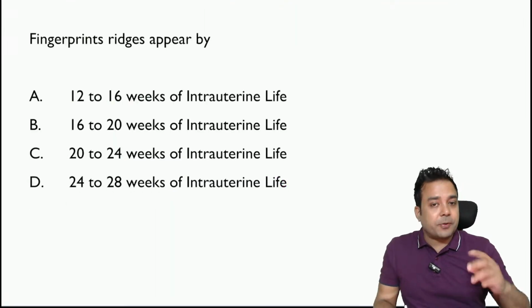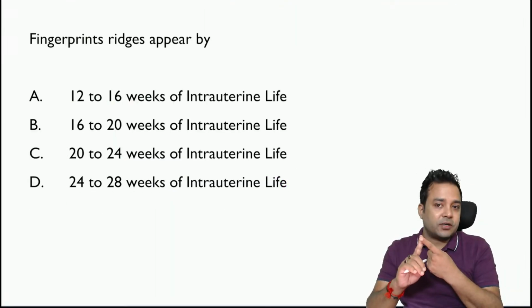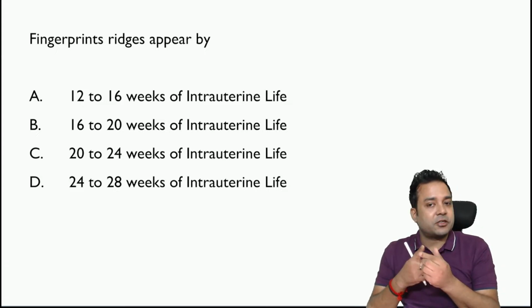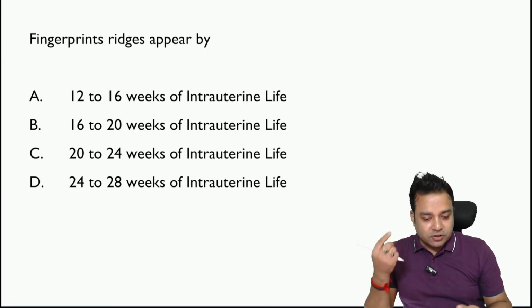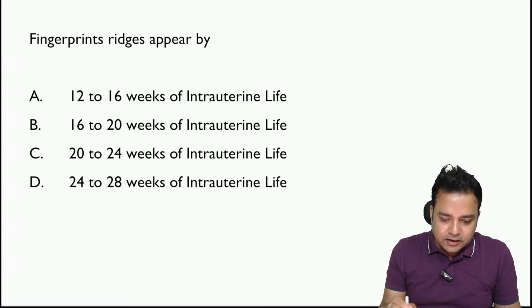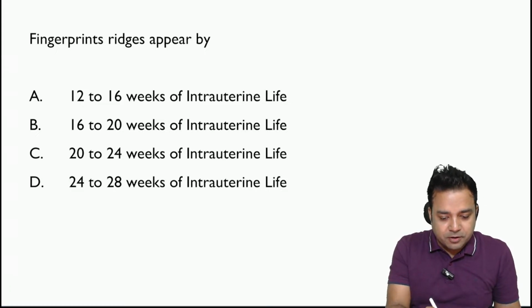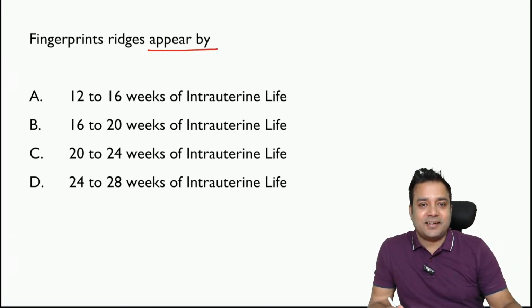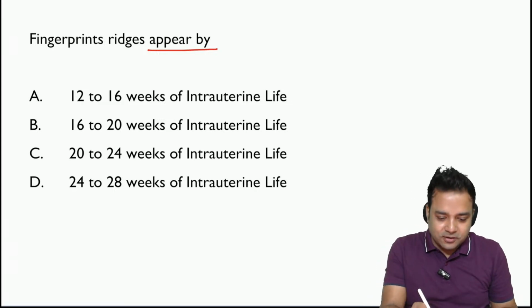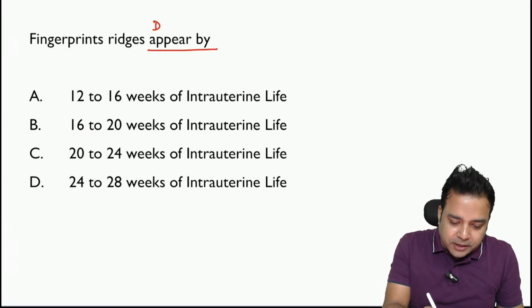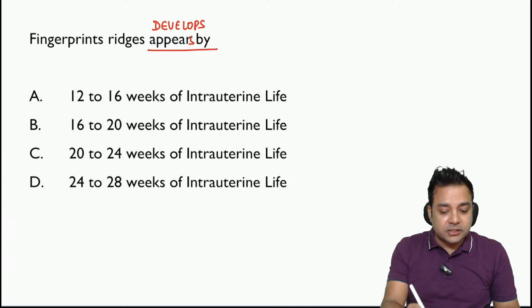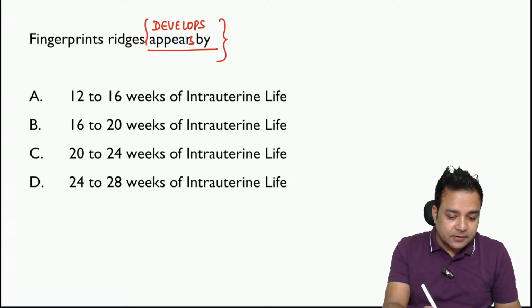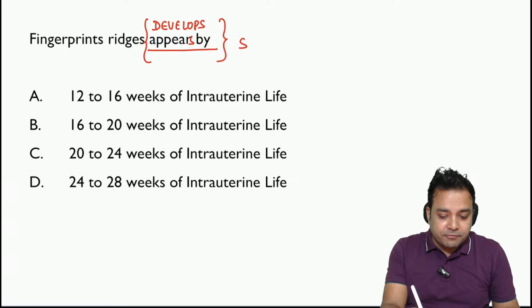Next one. Fingerprint ridges appear by. Ridges are present over the fingertips, no? So the impression of these ridges is called fingerprint. These fingerprint ridges appear by. Appear means their development has happened. So appears, or I say develops by, means development is completed. So this development is completed by 5 to 6 months intrauterine life.